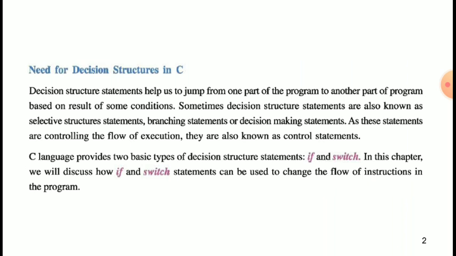Decision structure statements are also known as selective structure statements, branching statements, or decision making statements, as these statements control the flow of execution. They are also known as control statements. C language provides two basic types of decision structure statements. First, the if statement, and second, the switch statement.